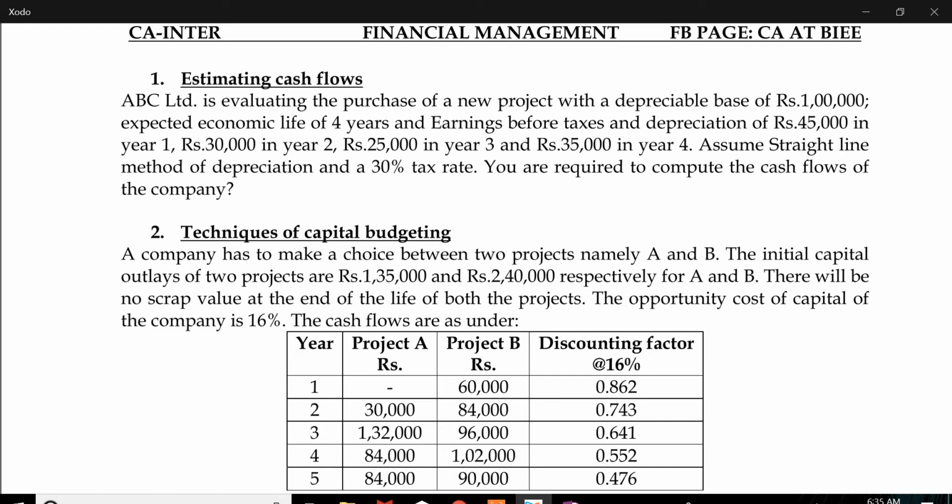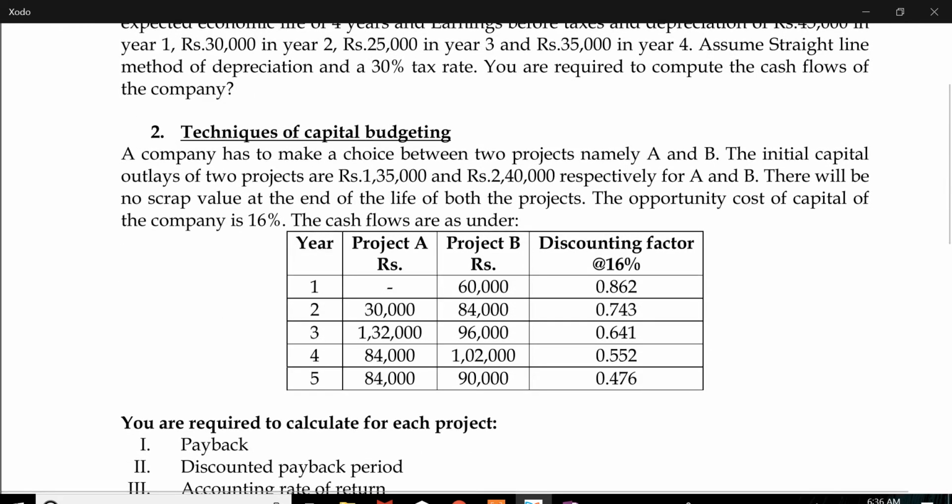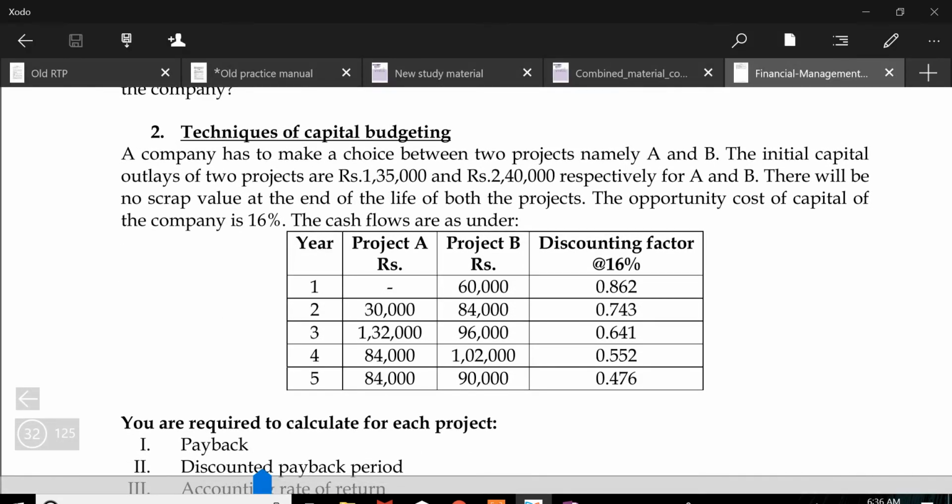8 columns. Year, cash flow, cumulative cash flow, depreciation, PAT, PVF, DCF, CDCF.